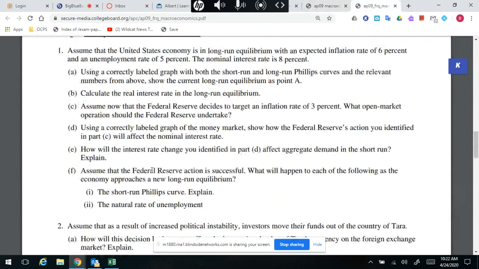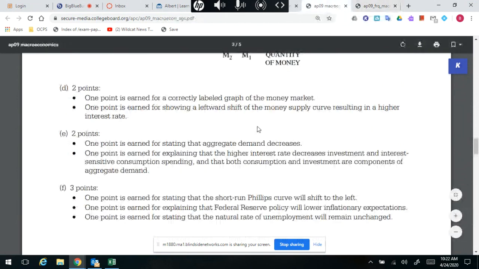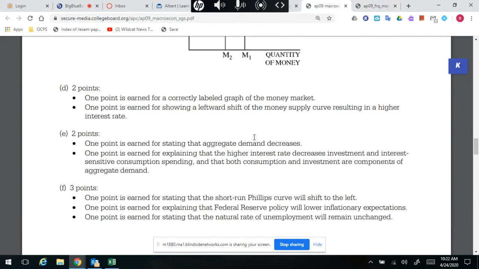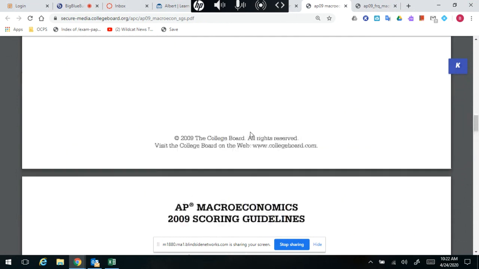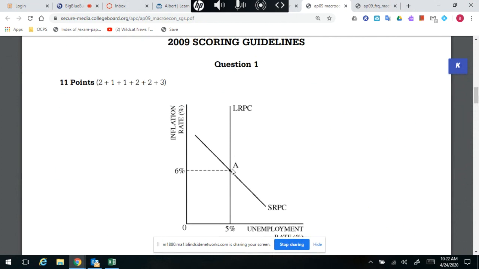F, assume that the Federal Reserve's action is successful. What will happen to each of the following as the economy approaches a new long-run equilibrium? The short-run Phillips curve, explain. You're going to see that the short-run Phillips curve is going to shift a little bit to the left, simply because you have lower inflation. With some inflationary period here, you're going to see that the inflation rate comes down somewhat.